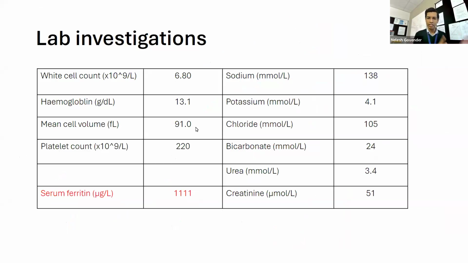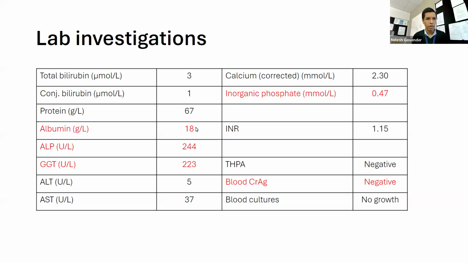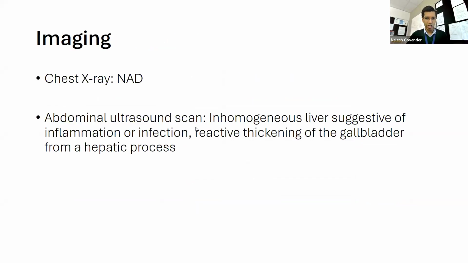So let's go back to our case. I took a long break there, but I'm just now showing you some of the laboratory investigations from this patient. Most of these results are normal, just the ones indicated in red are abnormal, so very high serum ferritin, probably indicating chronic inflammation. He had a low albumin, elevated ALP, GGT. Just to note that his blood cryptoantigen test was negative. And that's really important because, of course, crypto is on the differential diagnosis, as we mentioned earlier on.